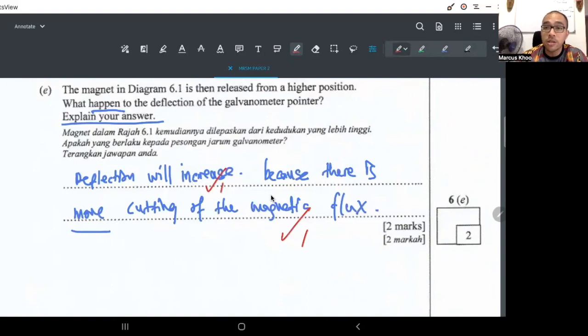Of course, you can mention Faraday's law also if you want, because according to Faraday's law, more cutting of magnetic flux will produce a bigger current. So that is also possible. More cutting of magnetic flux means produce bigger current. That's the idea behind this.